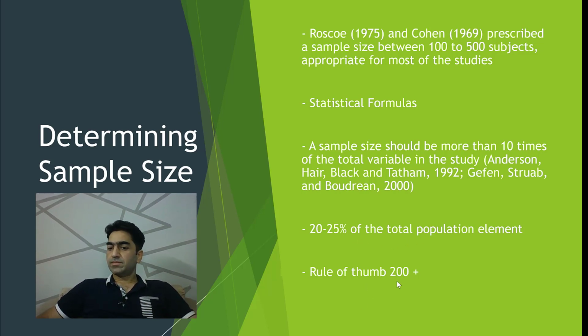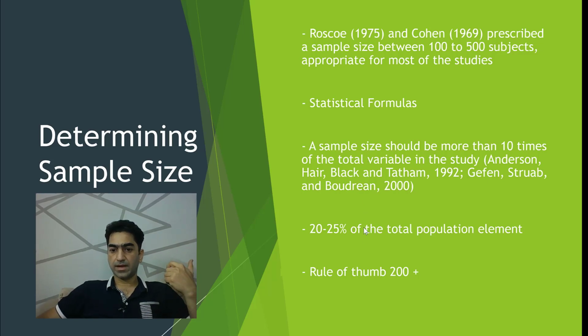Then the rule of thumb is 200 plus is a good way. Here I can point out one important aspect, and that is in the majority of cases you need to know the total count of the population. For example, to go for the statistical formula, you need to know the total count, the total elements of the population.